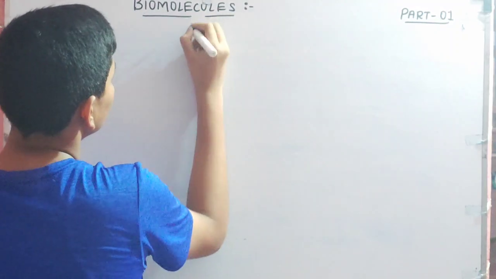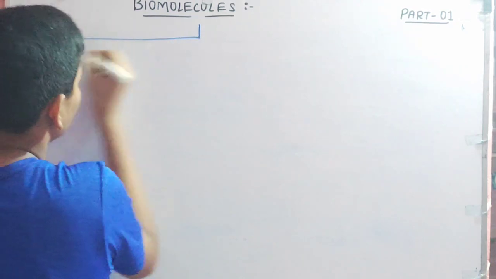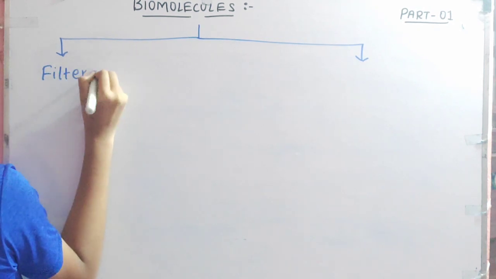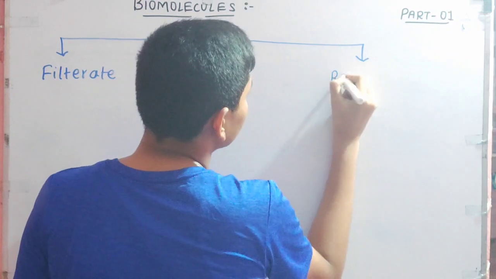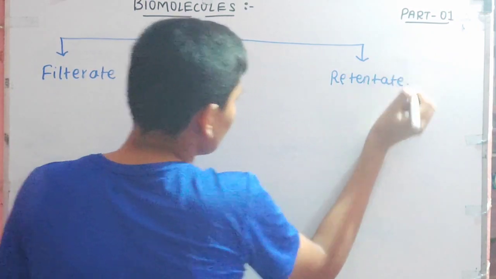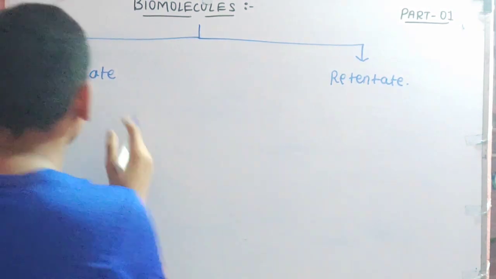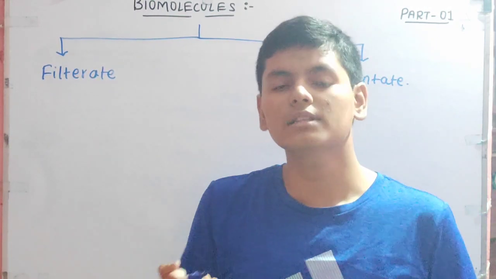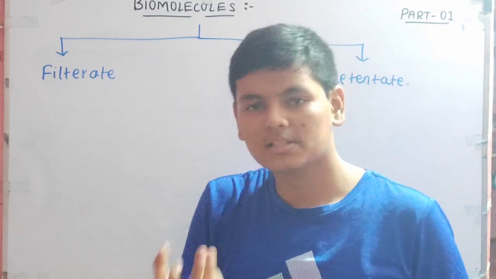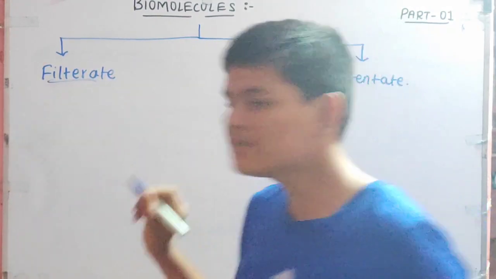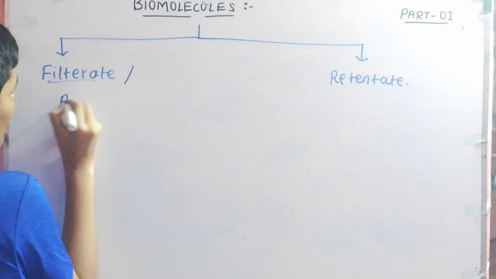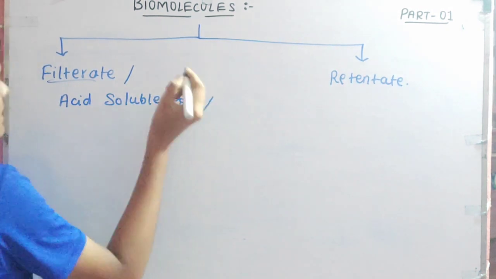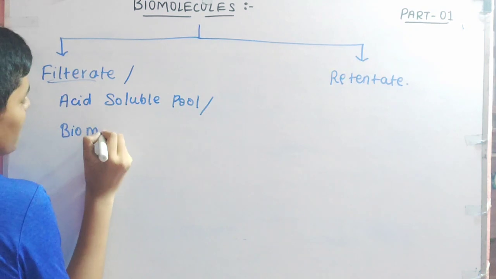So after the filtration, we get two parts. One part is known as filtrate and one part is known as retentate. Now what is filtrate and what is retentate? Filtrate is the thing which comes down after you squeeze it through the paper, or else after you squeeze it through the cheesecloth, the liquid which comes down or the substance which comes down is known as filtrate. This filtrate is also known as acid soluble pool, or these are known as biomicromolecules.